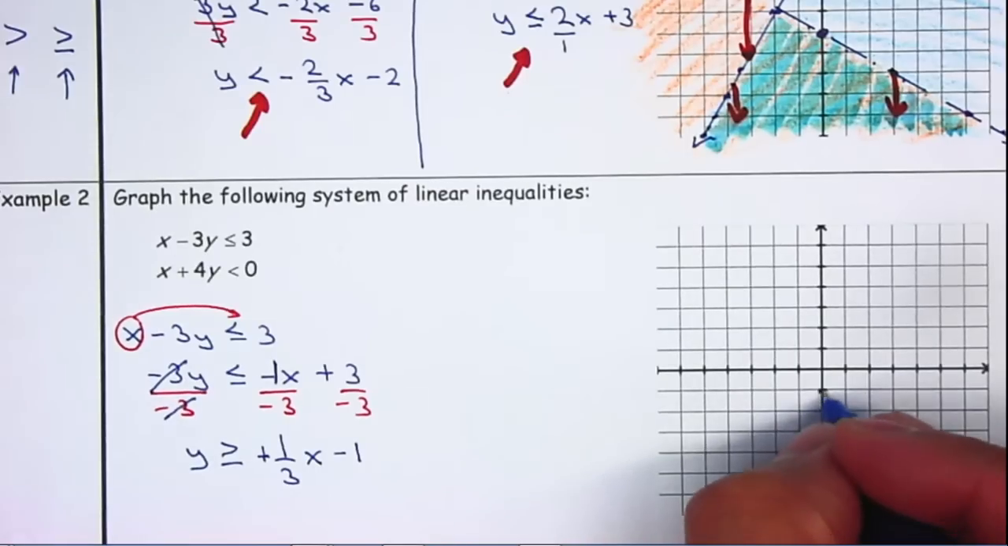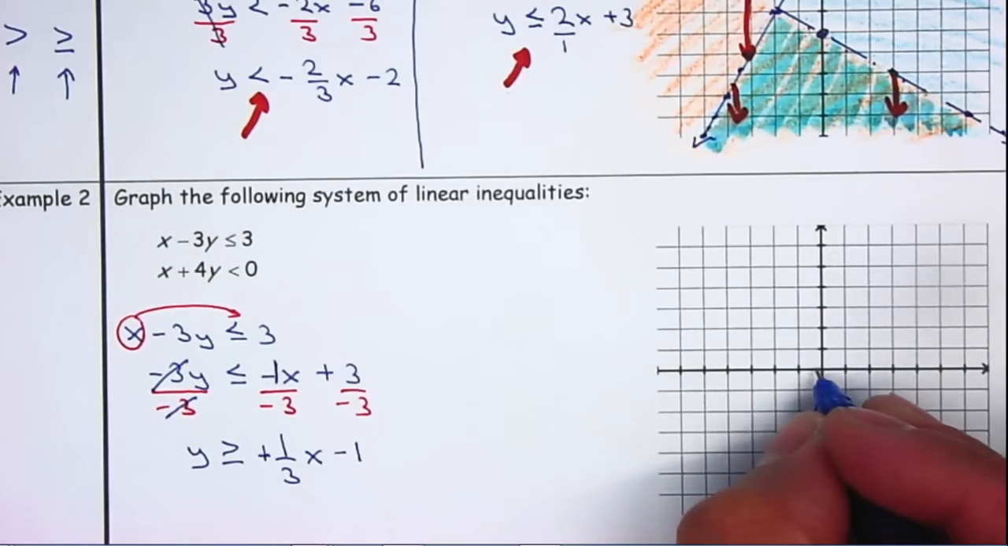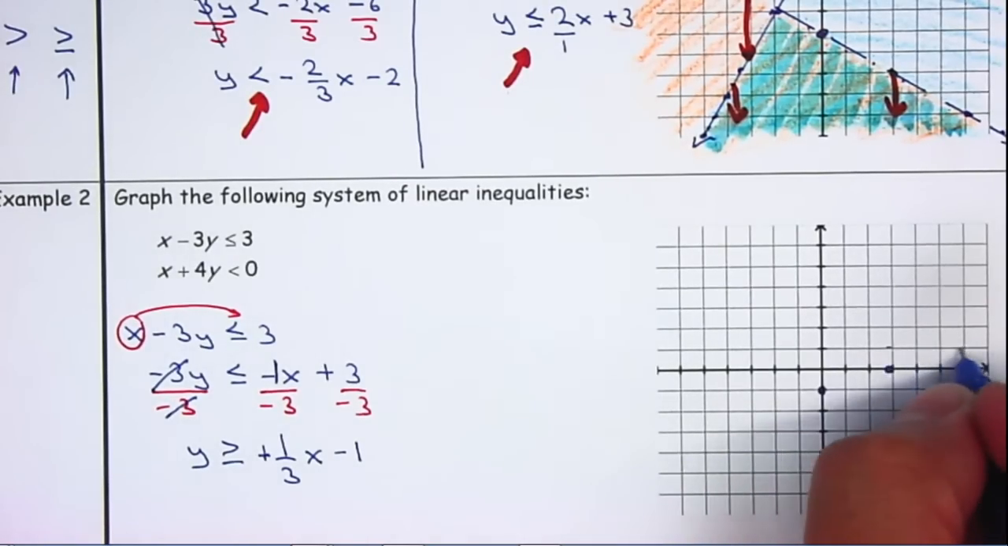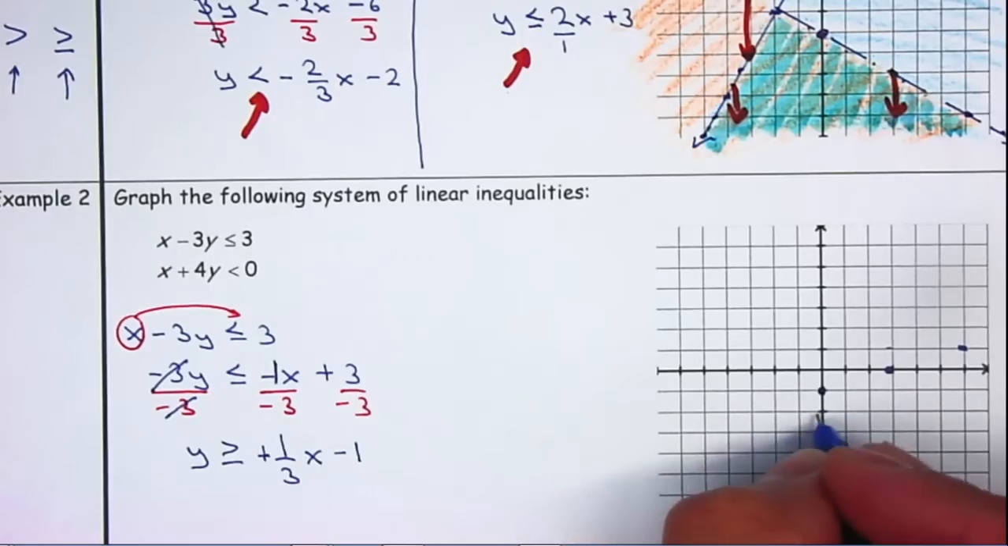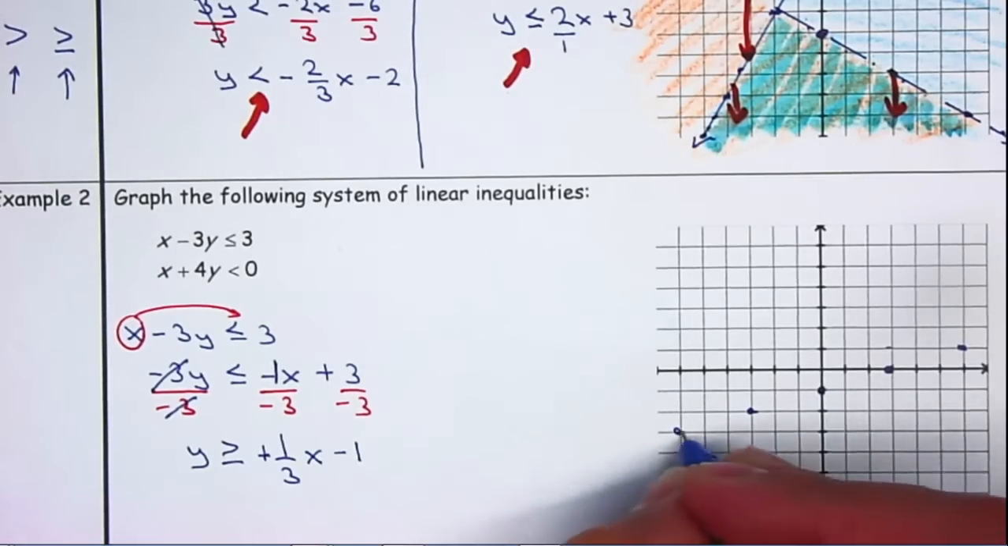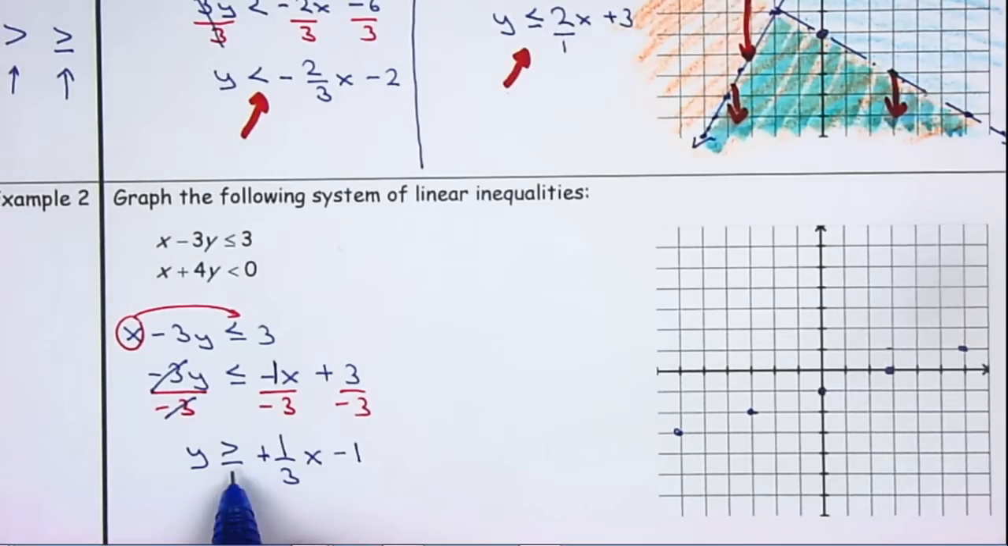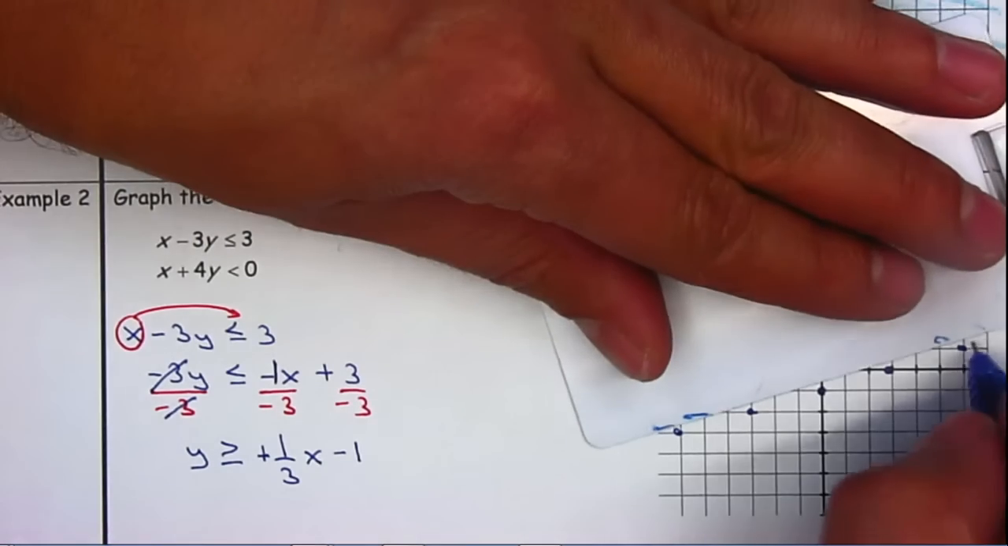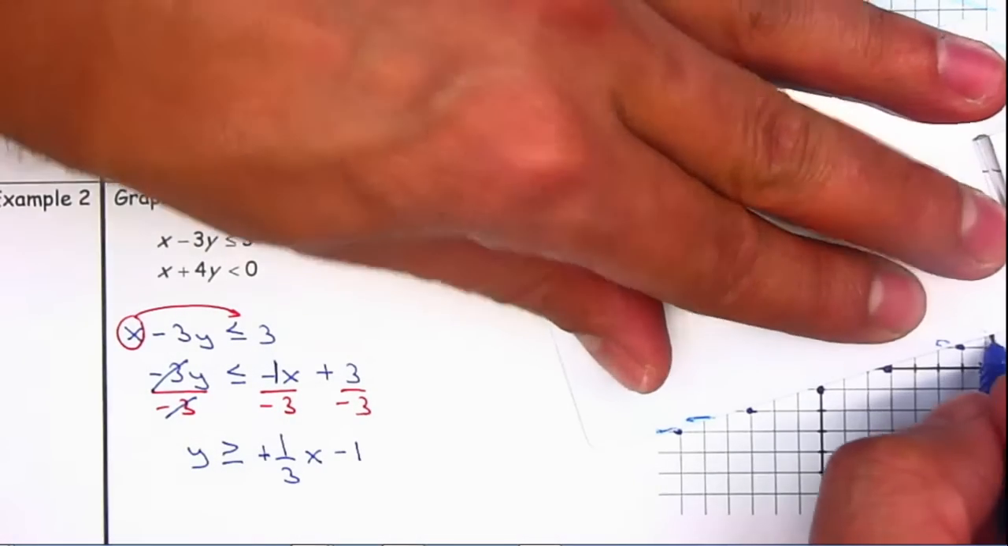My y-intercept is negative 1. My slope is up 1 and to the right 3, or the inverse, down and to the left. Because of the inequality, this is going to be a solid line. Remember, if I'm going too fast, just go and pause, and then you can always rewind.